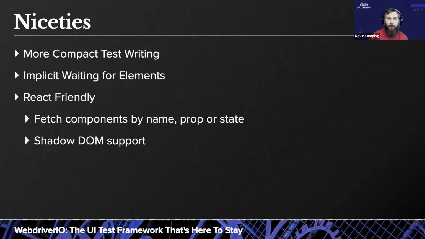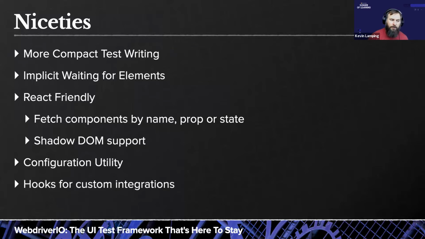It's React friendly, so this has been a community addition to add support for fetching components by their name, their prop, their state, also Shadow DOM support. And I'll talk a lot about the community because the community has really driven this project forward and added a lot of functionality that wouldn't be possible if it was just the core members building out the framework. It comes with a configuration utility. We will take a look at that in the demo. So it essentially helps you get started with writing your tests super fast because it asks you how you want to get everything set up, and gets it up and running for you.